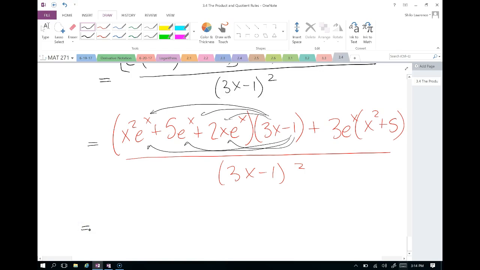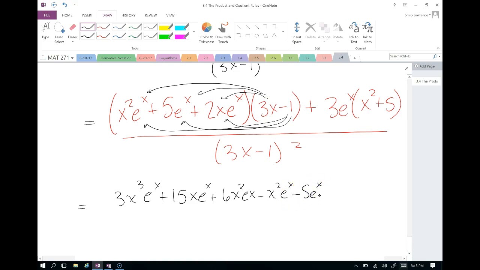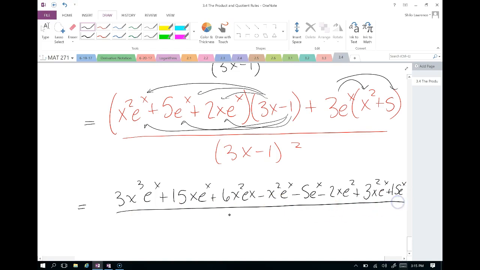Not too much more work to do to get all that done. So that's going to be 3x cubed e to the x plus 15x e to the x plus 6x squared e to the x minus x squared e to the x minus 5e to the x minus 2x e to the x, and we'll have to distribute that as well, plus 3x squared e to the x plus 15 e to the x, and we do have a lot of like terms we can put together, all over (3x minus 1) squared.